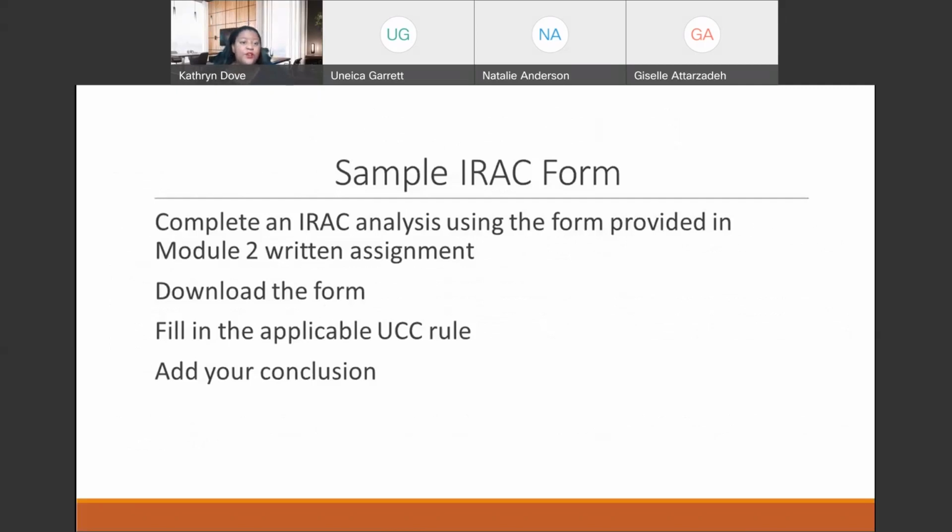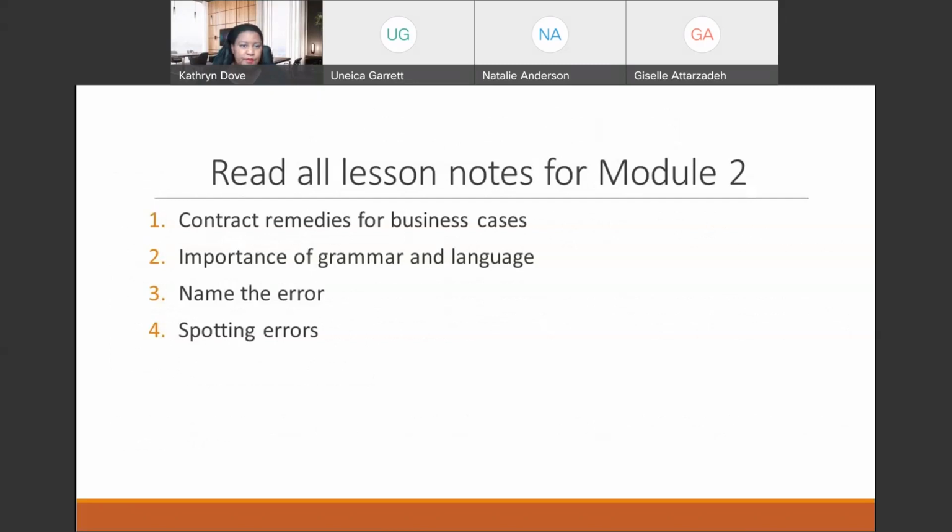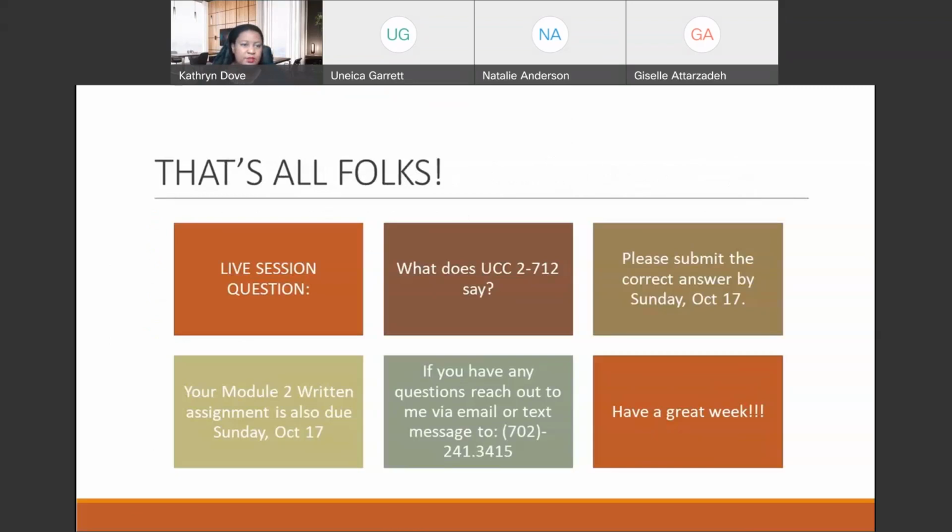So we've talked about completing the IRAC analysis using the form provided in the Module 2 written assignment. Unica has downloaded the form. Fill in the applicable UCC rule. Again, fill in your case that you find on Lexis Advance, and then add your conclusion. Be sure to take some time this week to read all of the lesson notes for Module 2, the importance of grammar and language, spotting errors. We'll talk more about that next week.